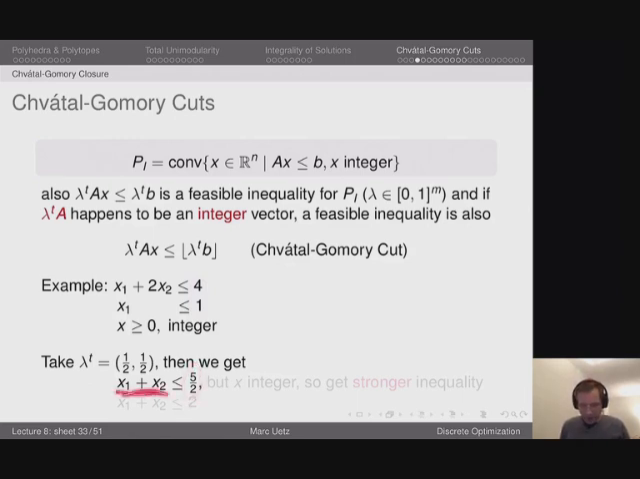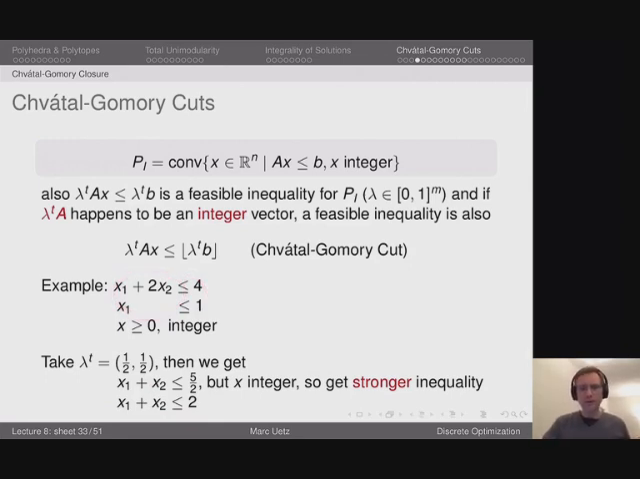And now the important thing to realize is we are interested only in integer solution values, right? So this left-hand side must be integer. The right-hand side says 5/2. So x1 plus x2 must be smaller than or equal to 5/2, but this must be an integer value, so it cannot be larger than 2. So therefore I can round down this 5/2 to 2 and get this stronger inequality, which I have obtained by a linear combination of the two original constraints here.